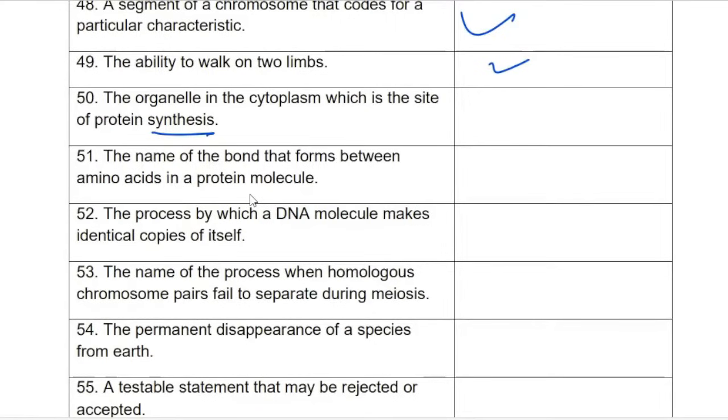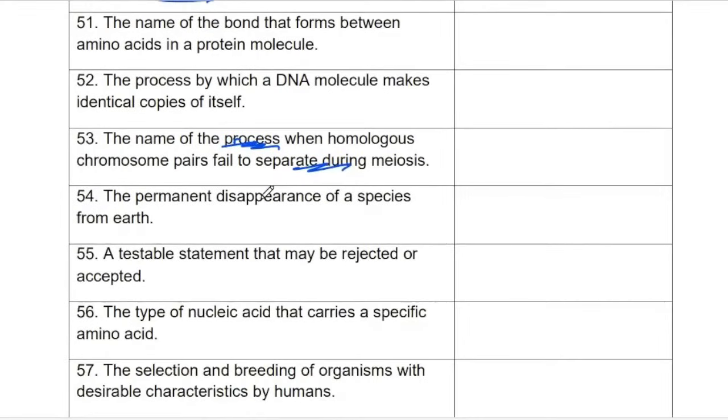Name the process where homologous chromosomes fail to separate during meiosis. How do we call that? They're saying the process is nondisjunction, failing to separate during meiosis, which happens in anaphase. So we call it nondisjunction. Permanent disappearance of species from the earth is extinction. A testable statement that may be rejected or accepted is a hypothesis.